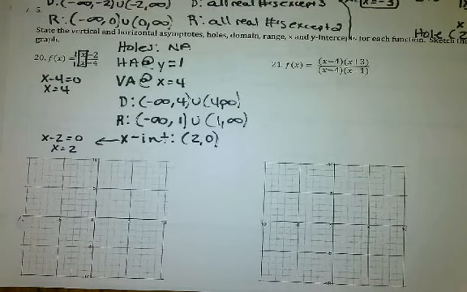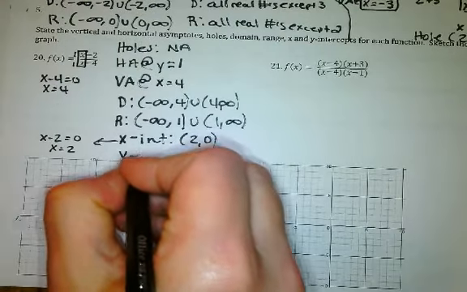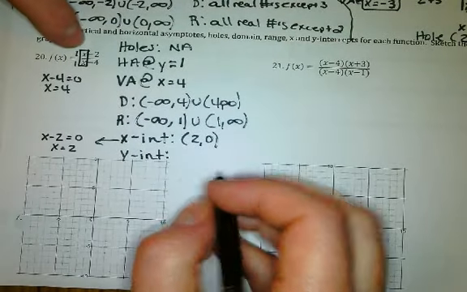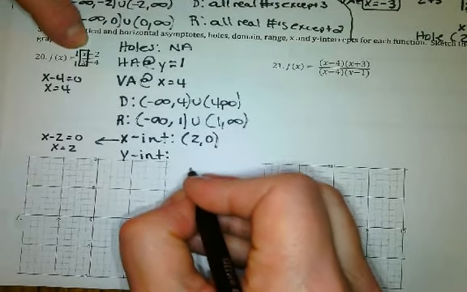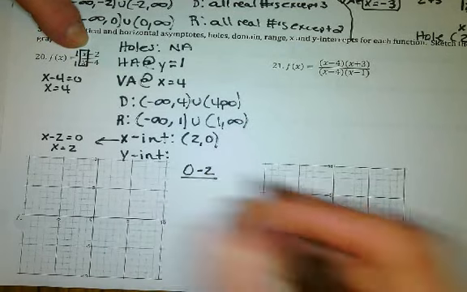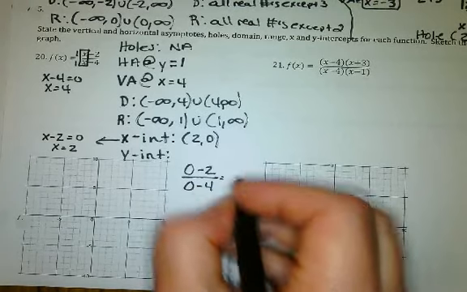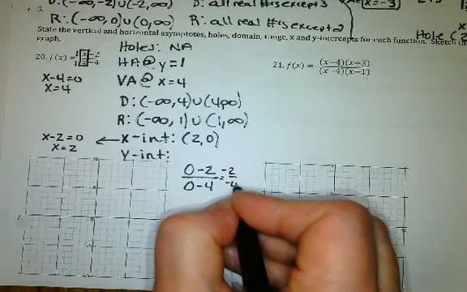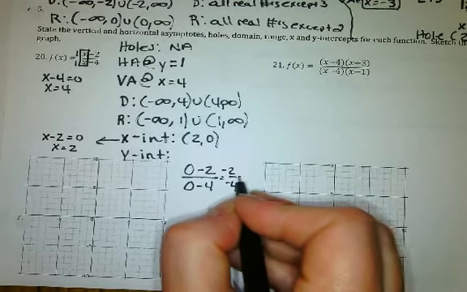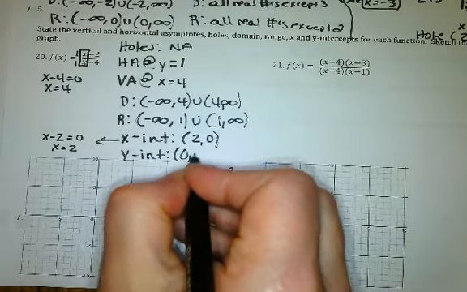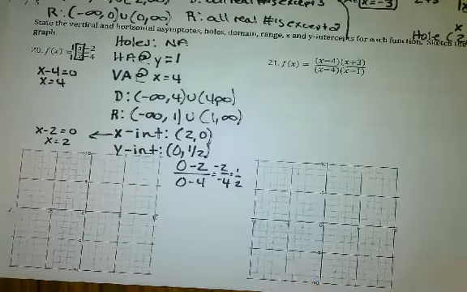And then what I'm going to do is find my y-intercept. And remember, that's when x equals 0. So I'm going to take what I have here, and instead of x, I'm going to put 0 minus 2. And instead of the x there, I'm going to do 0 minus 4. And that gives me negative 2 over negative 4, which reduces to 1/2. All right, so here I would have a point at (0, 1/2).